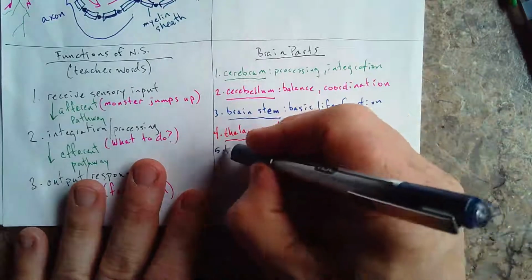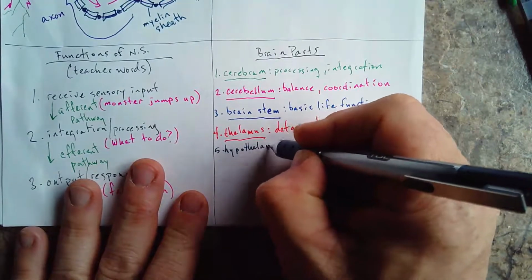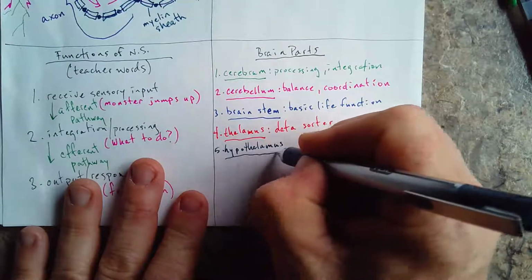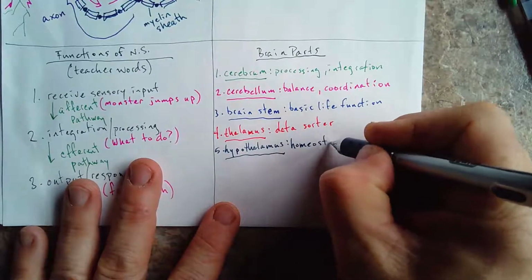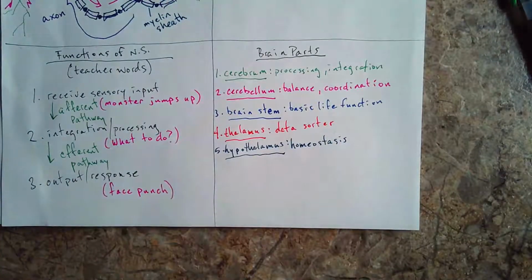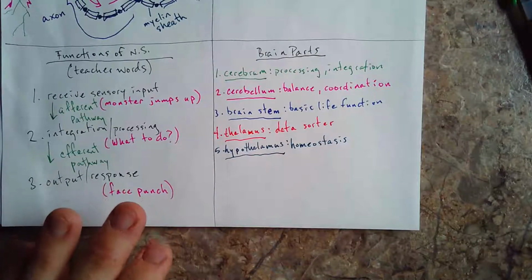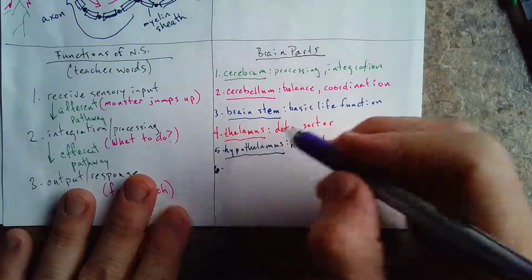Number 5 is our hypothalamus. Now the root hypo means below. So now we know the hypothalamus exists just below the thalamus. And we've talked about the hypothalamus before, way back in theme 1. It's responsible for a lot of our homeostatic properties, monitoring your water levels, monitoring your temperature, things like that. So many different things it's responsible for, the hypothalamus.